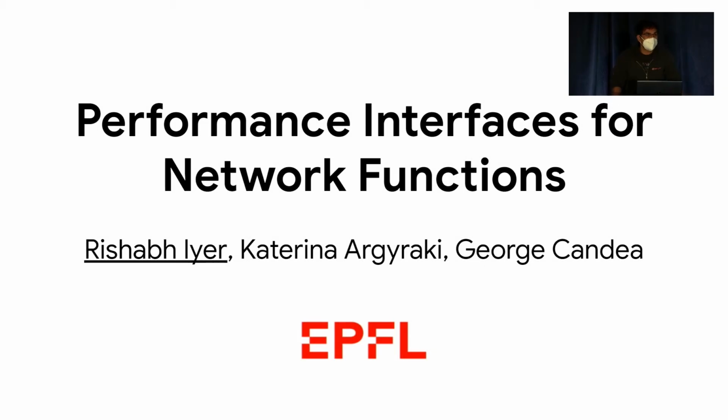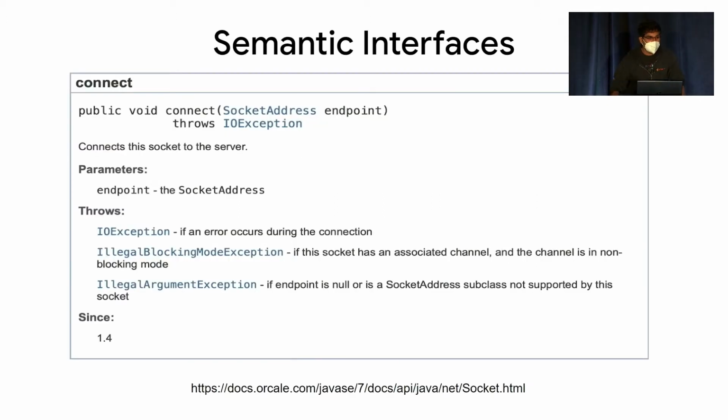This is a talk about interfaces. So I'm going to start by showing you a couple of examples of semantic interfaces, which are the interfaces we have today. So here you see a snippet of the Java socket interface, specifically the connect method. And what this interface does is it tells you the arguments to the method, what the method returns, and gives you an English language description of what the method does.